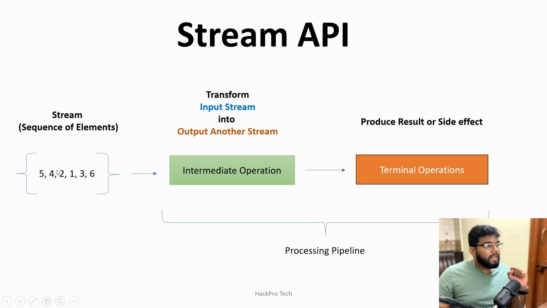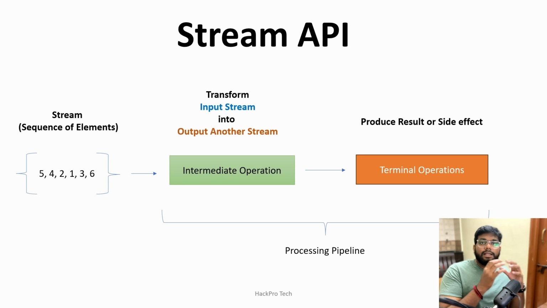As I mentioned, a stream is nothing but a sequence of elements. For example, I created one sequence of elements, which you can imagine as a list: 5, 4, 2, 1, 3, 6, a list of integers stored in one list. Now I'm going to convert this list into a stream first. Once I convert it into a stream object, we need to apply our transformation. For example, I want to filter only the even numbers. In this case it's going to be 2, 4 and 6. This is a very simple example.